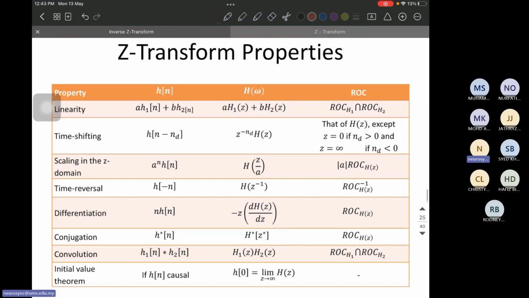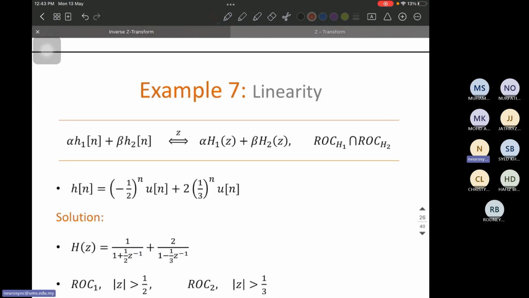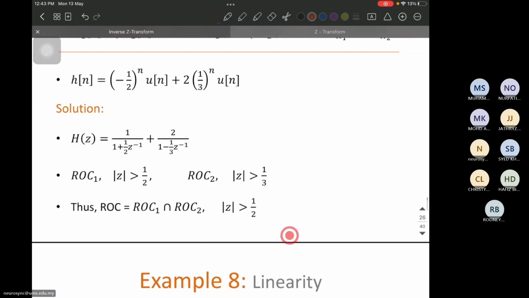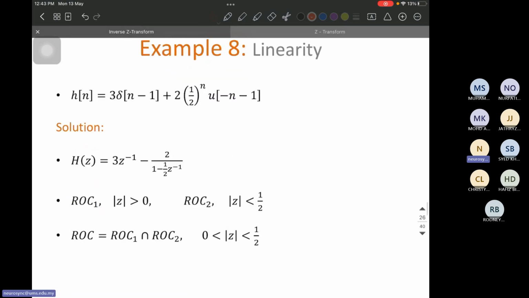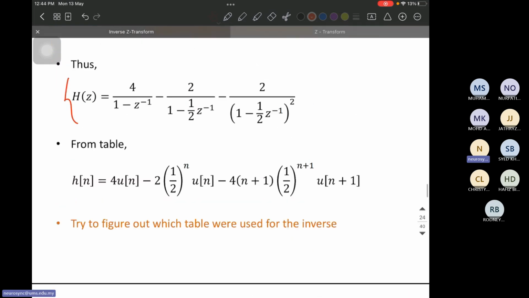Tomorrow in the tutorial session, we will do the Z transform properties, and some examples on these properties. Okay, and tomorrow also I will give you some examples on the inverse Z transform, and you need to solve them and give me the final answer. So tomorrow be ready with pen and paper for the tutorial session.